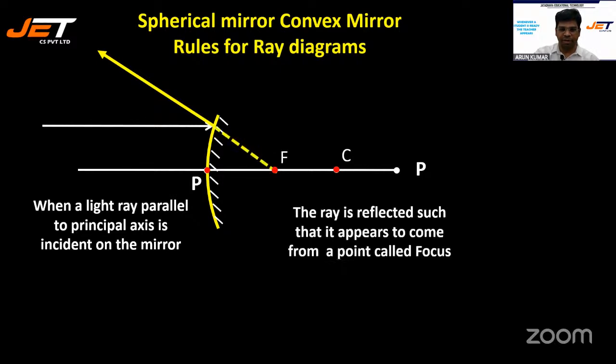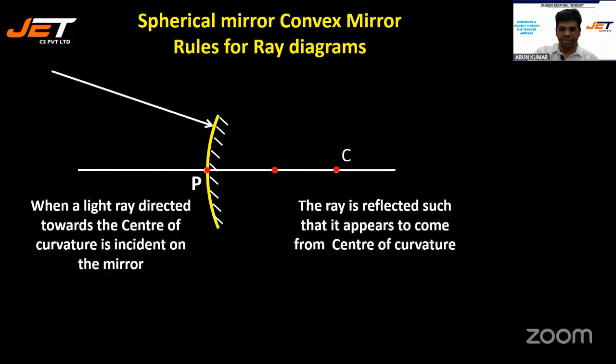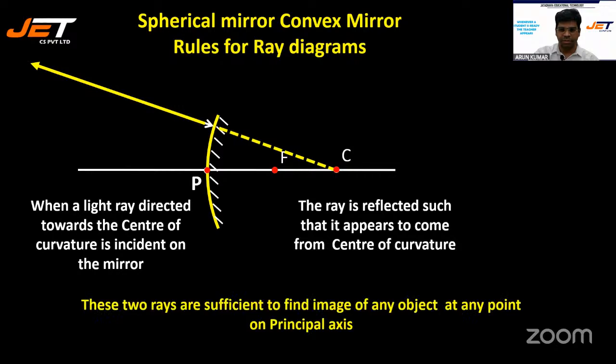A ray incident on the mirror directed towards the center of curvature will reverse the ray, retrace its path, and appear to pass through center of curvature. These two rays are sufficient to find image of any object and any point on the principal axis.